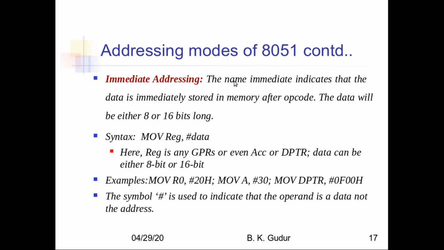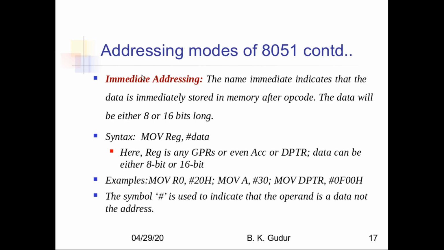For every instruction, there will be an operation code, which in short is called an opcode. Those opcodes will be stored in code memory, and along with the opcode, even the data on which that operation code will work will be stored next to the opcode. Because of that, it is called immediate addressing mode. The data will be either 8-bit or 16-bit long.